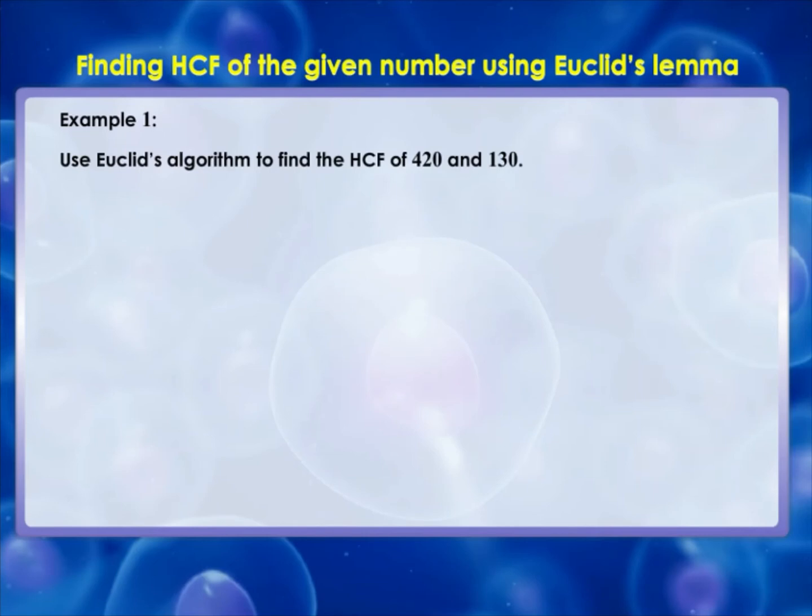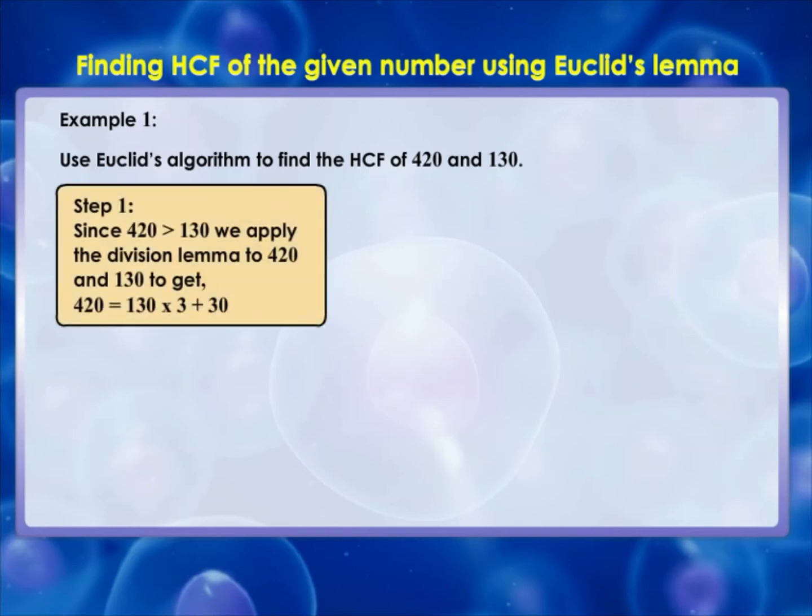Use Euclid's algorithm to find the HCF of 420 and 130. Solution. Step 1. Since 420 is greater than 130, we apply the division lemma to 420 and 130 to get 420 = 130 × 3 + 30.